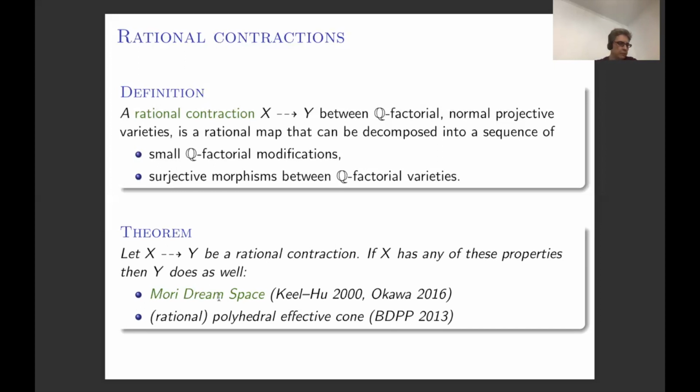And as examples of Mori dream spaces, a prime example here, after which the definition is essentially modeled, is toric varieties. And then more generally, by the theorem of Birkar, Cascini, Hacon, and McKernan, over the complex numbers, every Fano variety, or every variety of Fano type, is a Mori dream space.